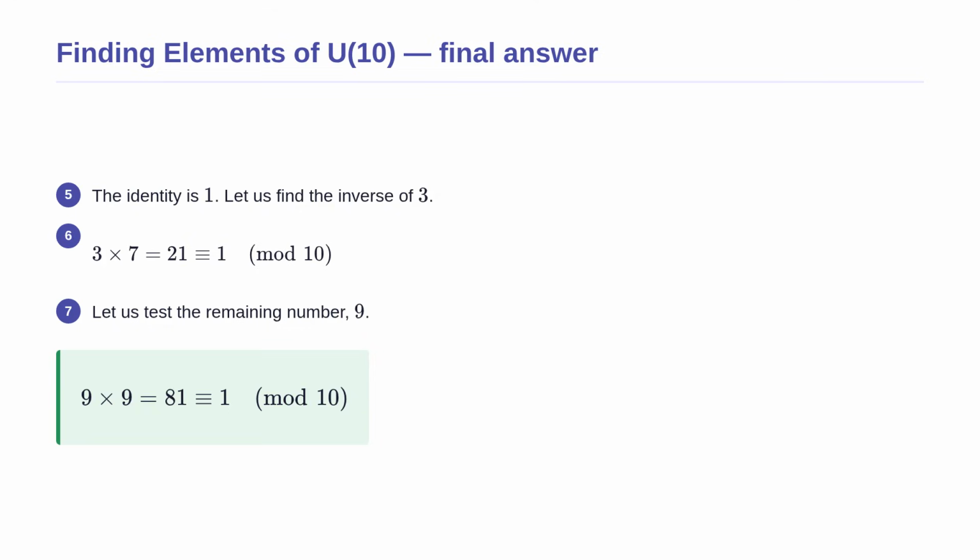Finally, let us check the last remaining number, which is 9. When we multiply 9 by itself, we get 81. Dividing 81 by 10 leaves a remainder of 1. Therefore, 9 is its own inverse. We have found an inverse for every element.